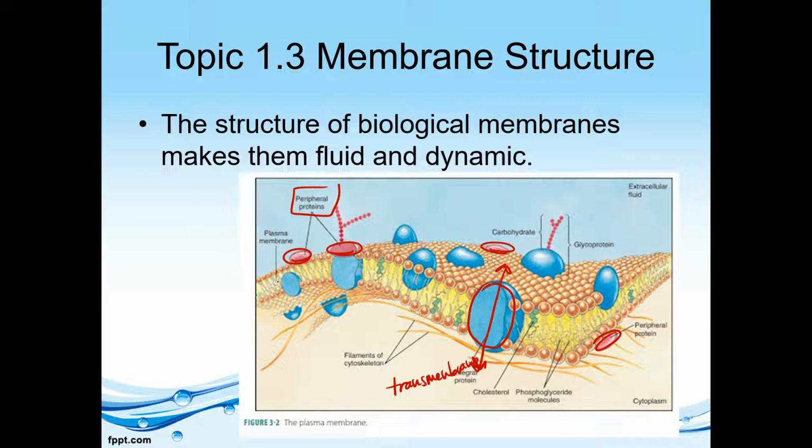We definitely have our phospholipid bilayer. So we've got our phosphate heads, lipid tails on one side, and then we have phosphate heads and lipid tails on the other side. So that's why we call it our phospholipid bilayer. There's one layer, two layers that orient toward each other.